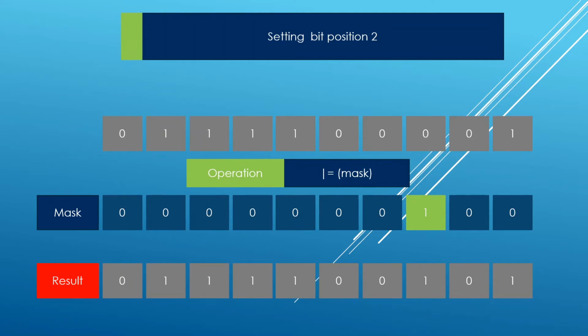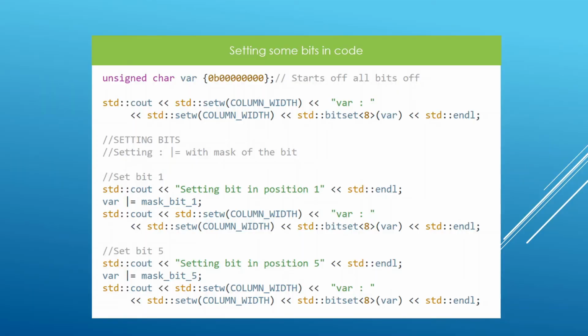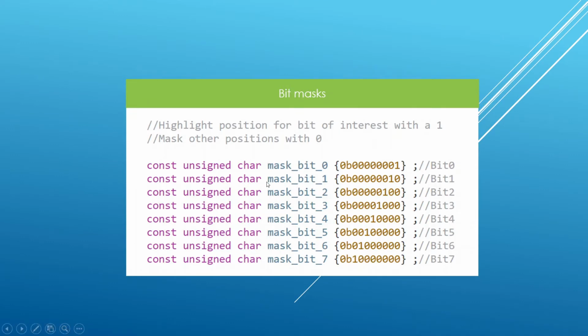Okay, you might be asking, this is all good and interesting, but how do I do this in C++ code? Well, I'm glad you asked. Here is a simple example of how we can do this. We have a variable, it's unsigned char, and we may use our new technique to set the bit in position 1. The first thing we would need to do is to set up a mask. And if we go back here, you see that we have set up a few masks beforehand. If we are interested in setting the bit at position 1, we're going to use our mask bit 1 here.